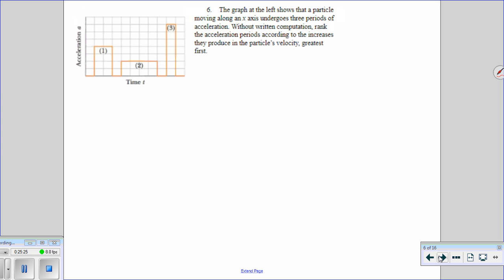Number 6, you got to rank them in terms of the increase in velocity. How do we know these are all increasing velocity? Good. They're all positive acceleration, so my areas are going to be positive, right? So we're ranking them in terms of change of velocity. So what's my change in velocity for the first one? 8, right? 2 times 4. How about the other one? How about number 2? 4 times 2. How about this one? 7. So there you go. So it looks like 1 and 2 tie, followed by 3.